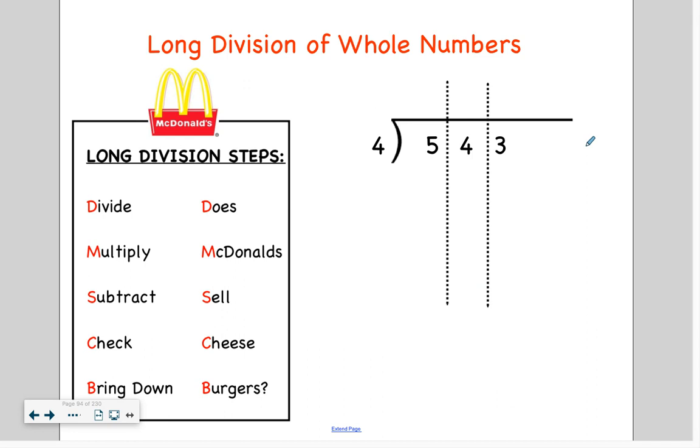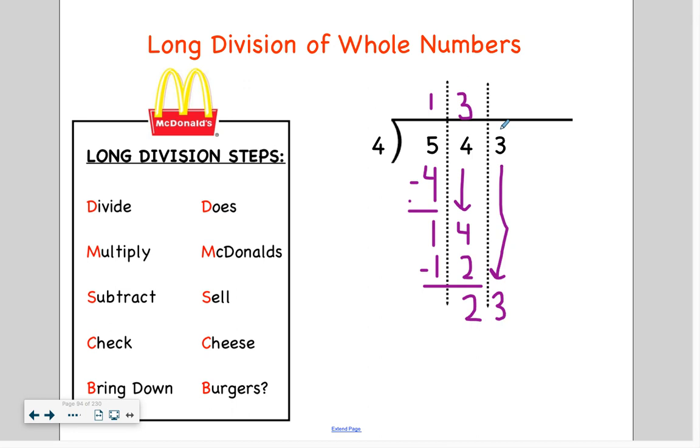543 divided by 4. Again, if you'd like to pause this video to try it on your own, you may. 4 goes into 5 one time. 1 times 4 is 4. 5 minus 4 is 1. 1 is less than 4, so we can bring down this 4. 4 goes into 14 3 times. 3 times 4 is 12. 14 minus 12 is 2. 2 is less than 4, so we can bring down the 3.